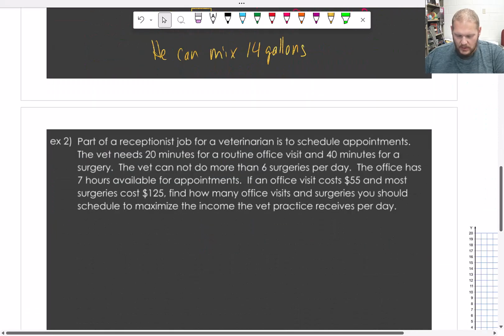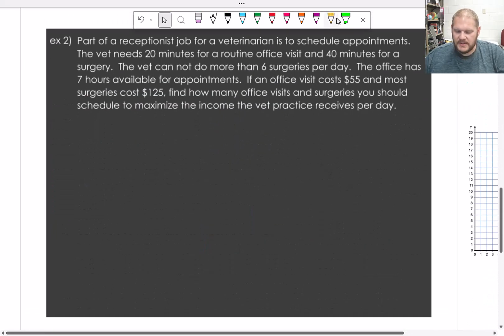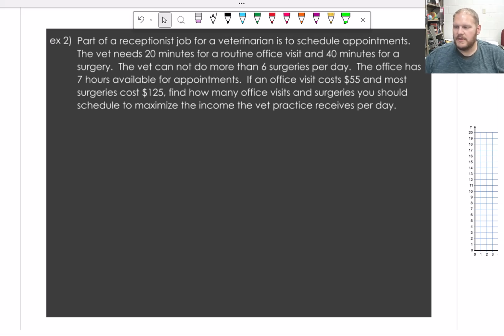Part of the job of a receptionist at a veterinary clinic is to schedule appointments. We have 2 different kinds of appointments that we're going to be looking at here. We know that the vet needs 20 minutes for just a routine office visit, and it takes 40 minutes for surgery. The vet can do no more than 6 surgeries per day just based on supplies. The office has 7 hours available that they are open for appointments. If an office visit costs $55 and most surgeries cost about $125, find how many office visits and surgeries should be scheduled to maximize the income the vet practice receives per day.